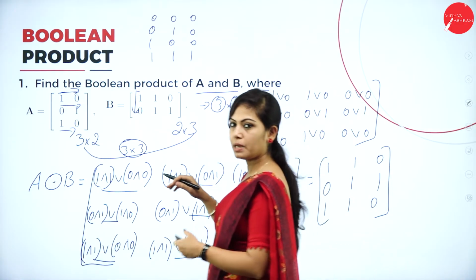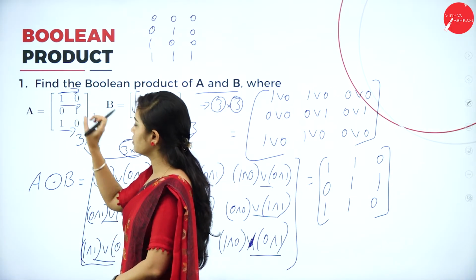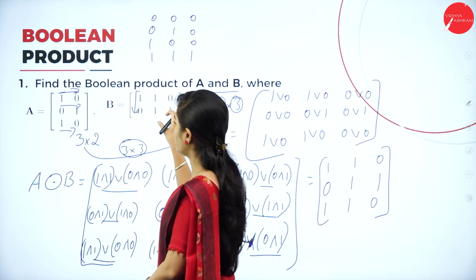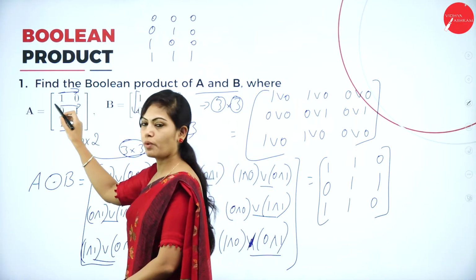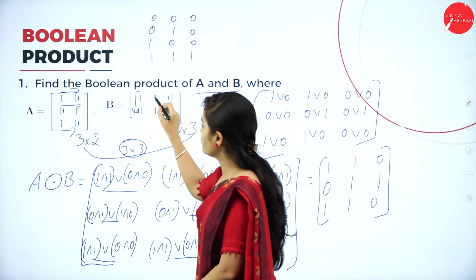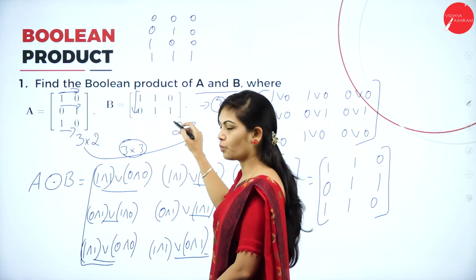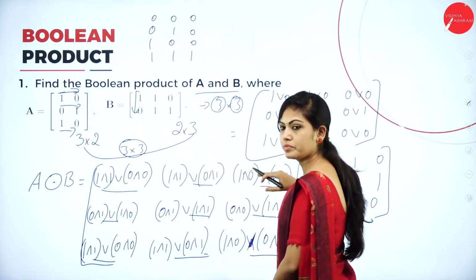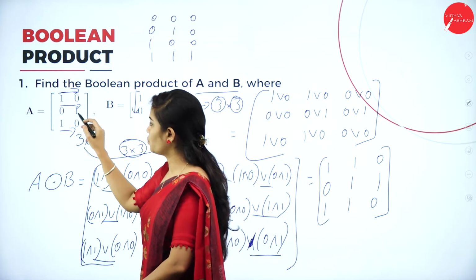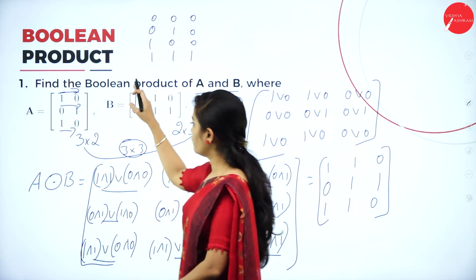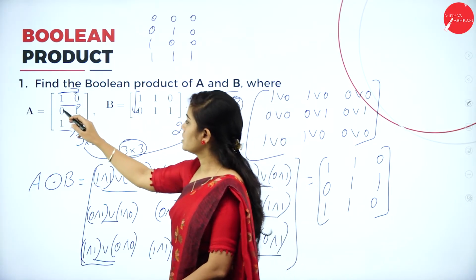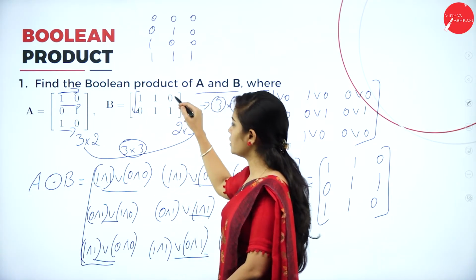You just multiply all the row values with all the column values. So the first row value is 1 and 0. Multiply with all the columns. 1, 0 with 1, 0, 1, 1, 0, 1. So that is the first line. And the second row is 0, 1. Multiply this 0, 1 with all the column values. 0, 1 with 1, 0, 1, 1, 0, 1.